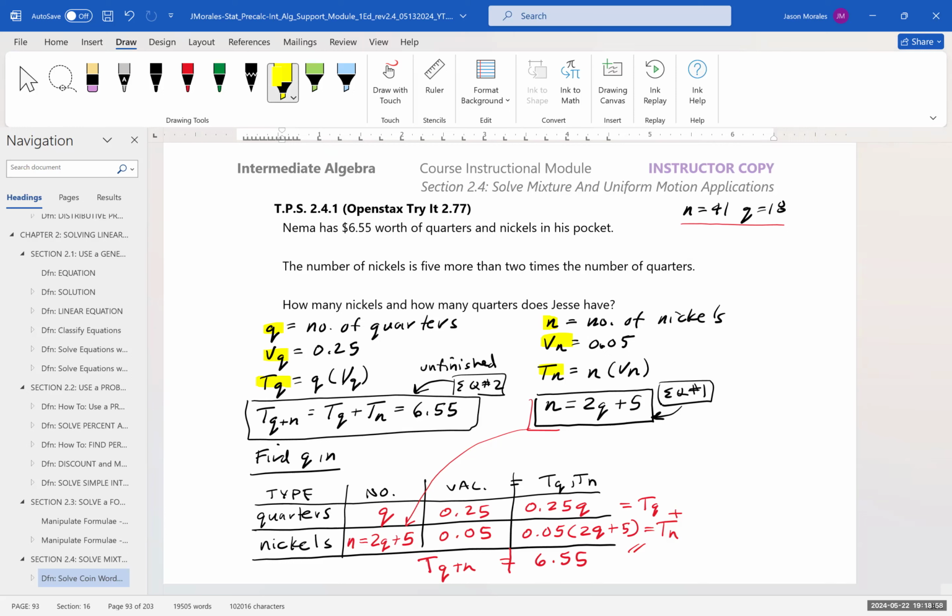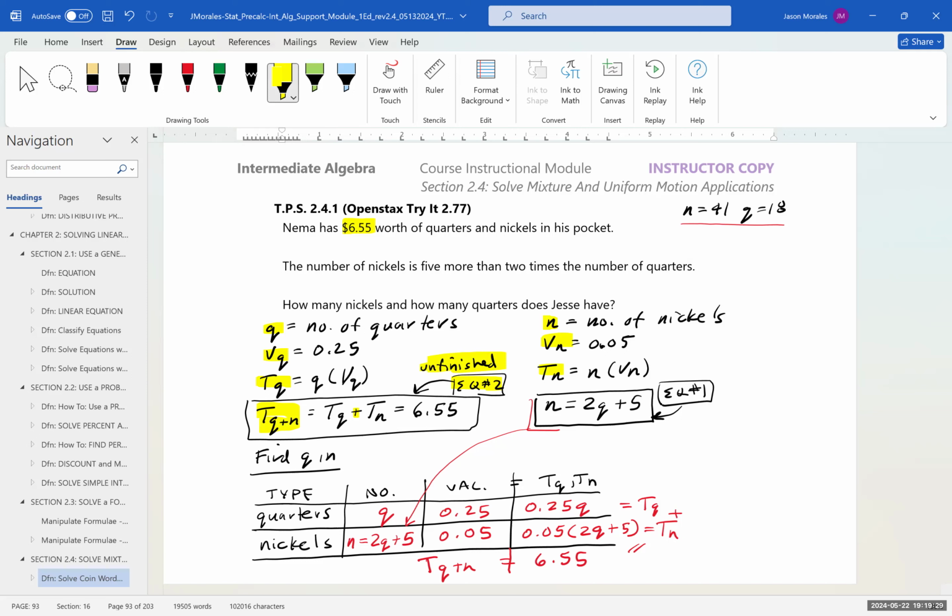So again, this problem is modeled off the previous one. So what we know is that the total of quarters and nickels is equal to the total of quarters plus the total of nickels. And we're told that it's $6.55. So that should be equal to 655. Okay, so this is one of our two equations that we can use, but it's unfinished.